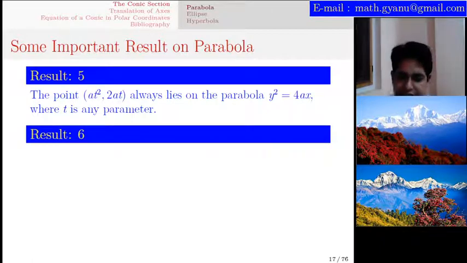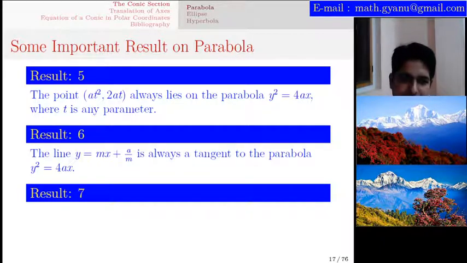Result 6: the line y equal to mx plus a by m is always a tangent to the parabola y square equal to 4ax. In other words, the line y equal to mx plus c will be tangent to the parabola y square equal to 4ax if c equal to a by m.